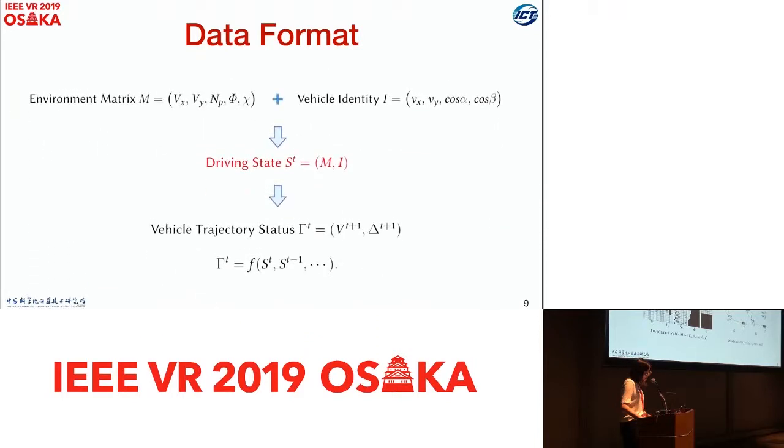Combining the environment matrix and vehicle identity, we can get the driving state of each vehicle at each step. We then use the velocity and orientation of the vehicle to represent its trajectory status. So the objective of our framework is to learn a sequence-to-sequence mapping function from the driving states to the vehicle trajectory status.